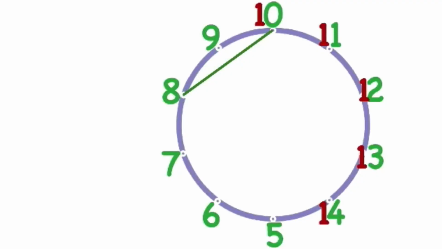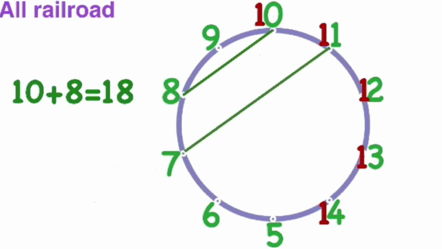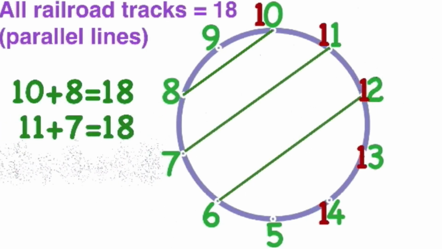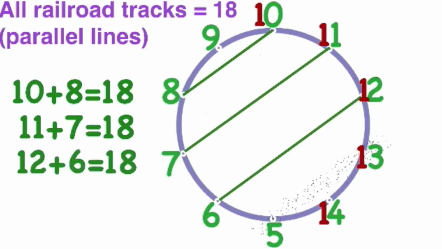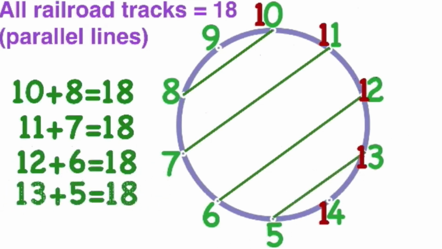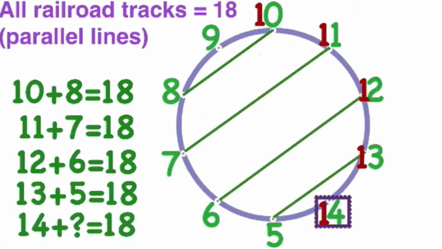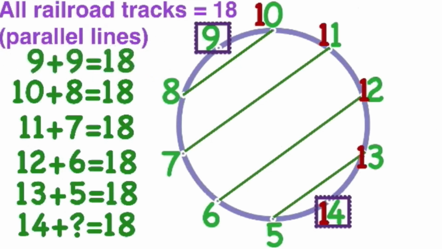So here's 10, 8. And 10 plus 8 is 18. And 11 plus 7 is 18. And 12 plus 6 is 18. And 13 plus 5 is 18. And 14 plus, what do you think? That's right, 14 and 4 are 18. And then 9, well, 9's all by itself, so we double it. And yes, 9 and 9 are 18.